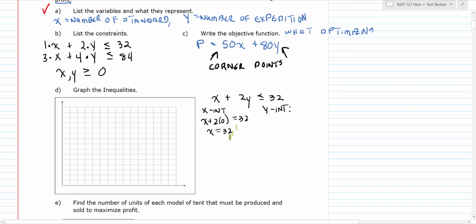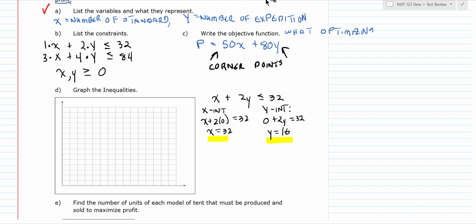Okay, so we would end up having an x-intercept there. For a y-intercept, you let x be 0. So it would be 0 plus 2y, set it equal to 32. Okay, you can do that in your head. That would be 16. So you would get the y-intercept is 16. Okay, so that'll kind of give us an idea of how to scale this thing out.